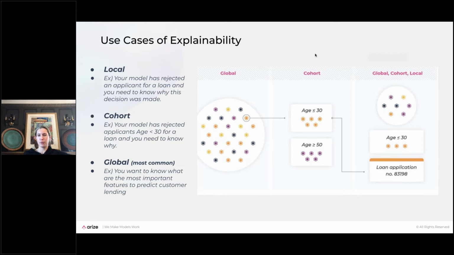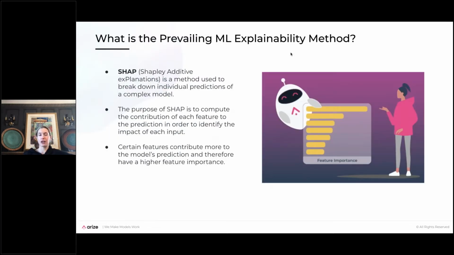And then the global, which is what we see being the most common, essentially teams want to know what the most important features are for their predictions. So what's globally leading to that decision. And for the most common prevailing methods, you may have heard of SHAP or Shapley values. This is a method that's used to break down individual predictions, figuring out how each feature contributes overall to the prediction.